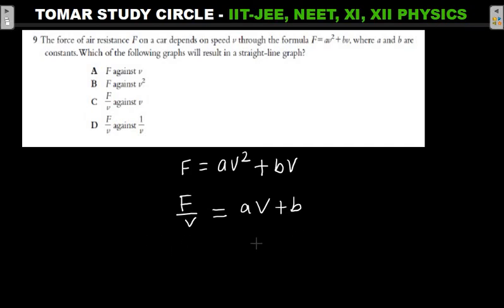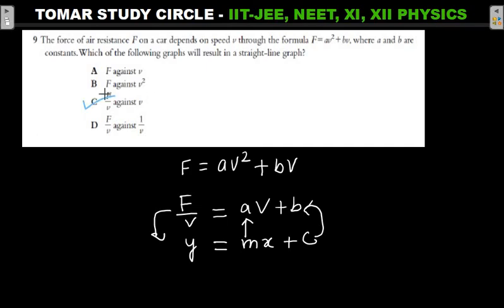If we compare this equation with the standard equation of line y equal to mx plus c, then in place of y here is F upon V, in place of gradient m is A, and in place of intercept c is B, which is a straight line equation. So the graph will be a straight line between F upon V and V, having gradient equal to A and y-intercept equal to B. The correct answer will be answer C.